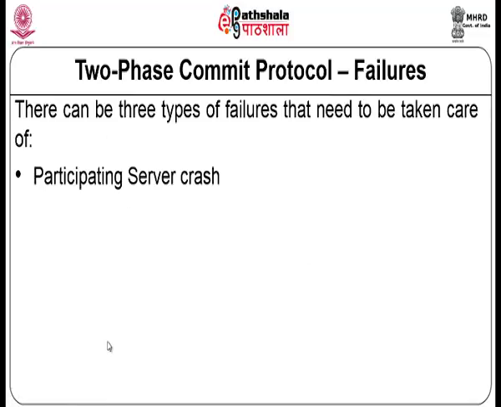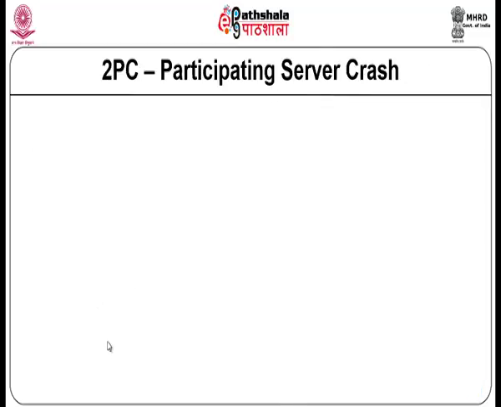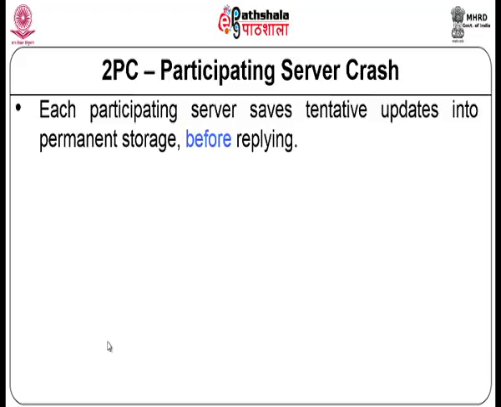What happens when the two-phase commit protocol faces failures? What are the failures that are possible? Any of the participating servers may crash; one or more participating servers can crash. The coordinator may crash. It is a single point of failure, as we have been saying in a distributed environment. Having a single point of failure is rather difficult, but it is possible. And any number of messages may be lost on the way. There is no guarantee which message will be lost, but some of the messages may be lost.